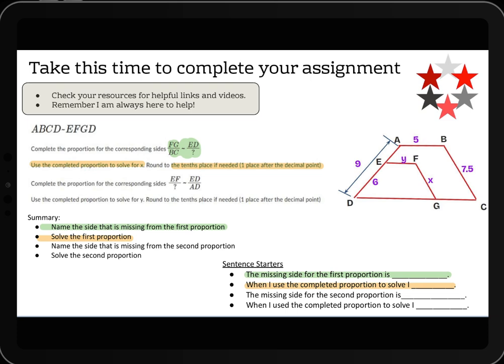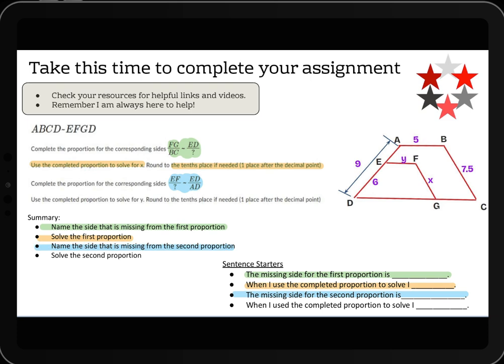You're going to do the same thing we did on the first question. Again, you're going to complete the proportion that is set up for you. Once again, we're missing a side length, and we have to identify what that is. That's the third one.